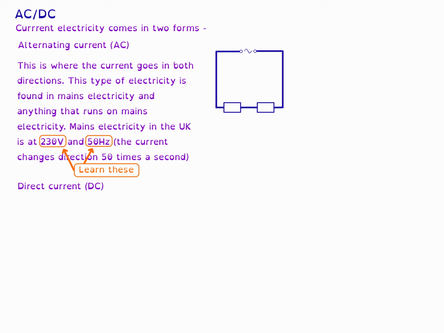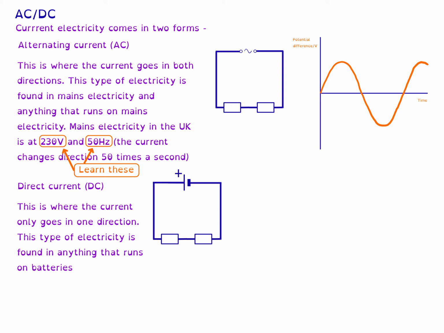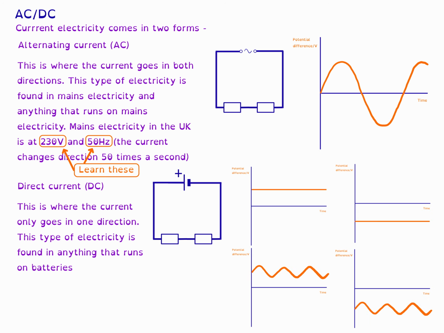Direct current, DC, is where the current goes in one direction only. This type of electricity is found in anything that runs on batteries. You may need to recognise whether current is AC or DC from the graphs. Any graph that has the potential difference going in the positive and negative direction, regardless of the shape of the graph, is showing you an alternating current. Any graph that has the potential difference always on the positive side or always on the negative side, regardless of the shape of the line, is showing you a direct current.